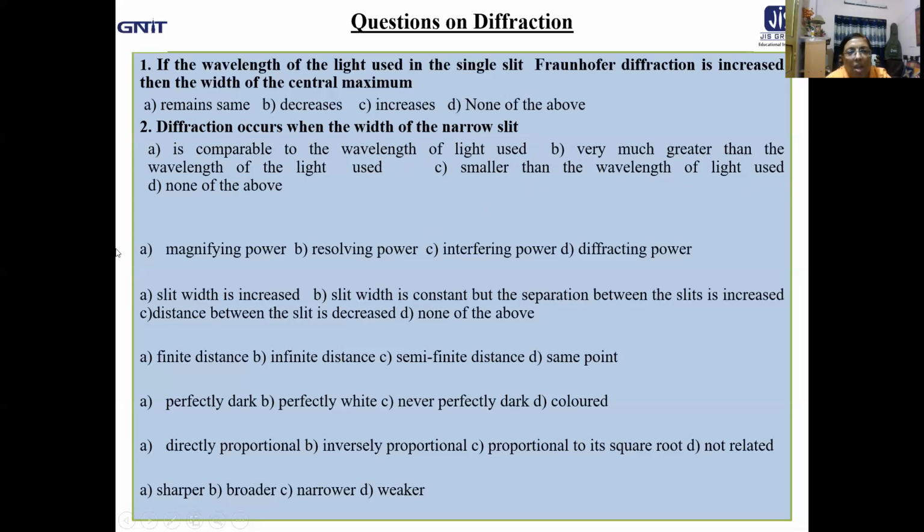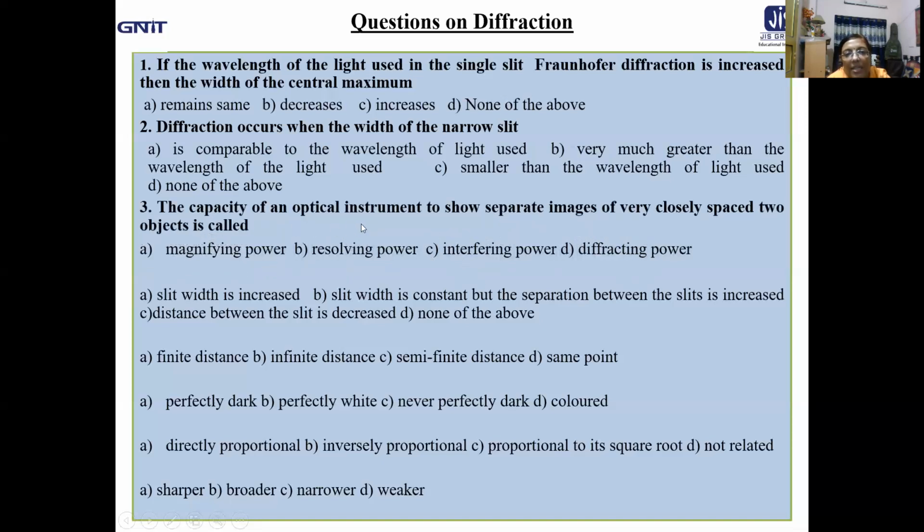Next, the options are magnifying power, resolving power, interfering power, diffracting power, because here we have compared interference as well as diffraction. Now let us search for the question. The capacity of an optical instrument to show separate images of two very closely spaced objects is called, obviously, resolving power. In the last class, we discussed this in great detail. So it is the resolving power.